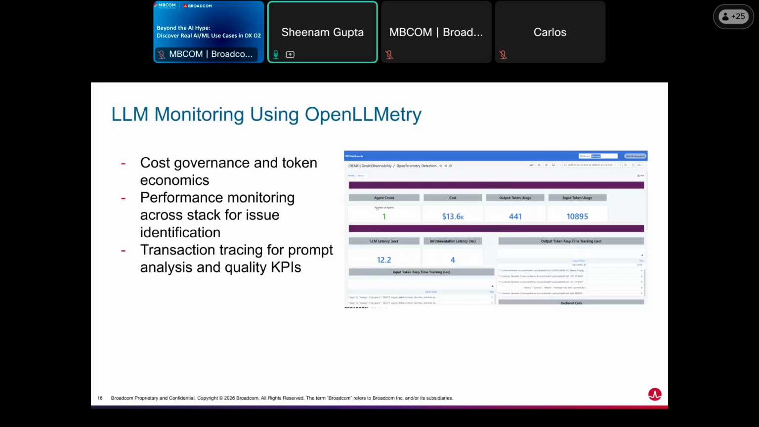The transaction tracing is a unique area that comes out of the box in our product because of our depth in application diagnostics and end user monitoring.